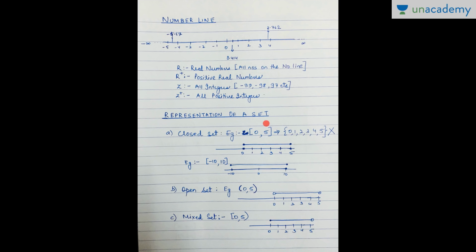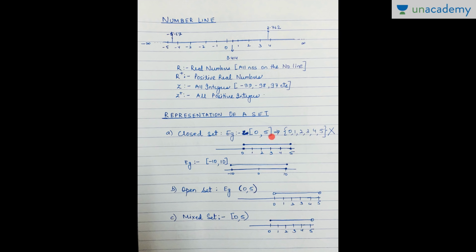Next is the representation of a set. Now, how do you actually represent a set of numbers? For example, suppose you want to represent all numbers between 0 to 5, including 0 and 5. So this is how I represent this with square brackets. A closed set with a square bracket means that the endpoints are inclusive. So this is how we write it.